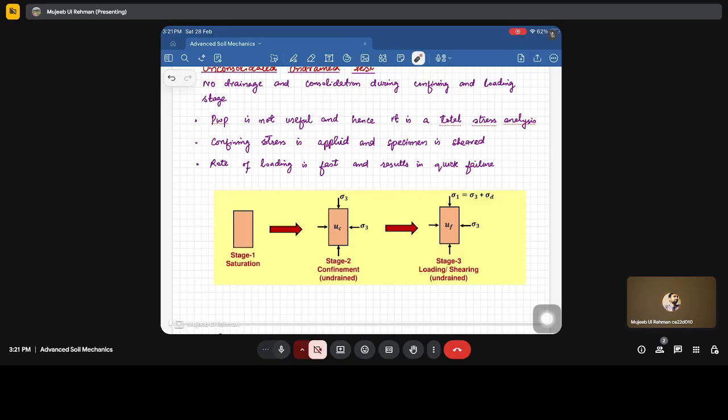And during the shearing stage also, when we apply the deviatoric stress, there is the generation of pore water pressure, in addition to the pore water pressure that gets generated during the confining stage. So these are the stress conditions for the unconsolidated undrained test.